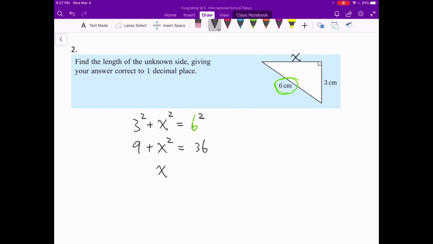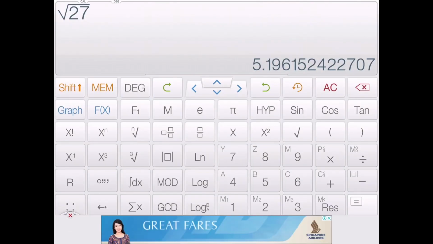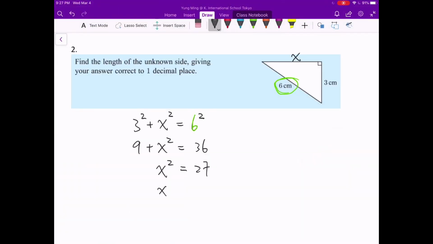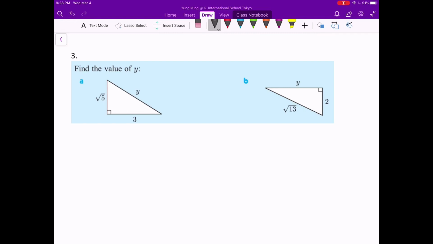So move the 9 to the other side, we have x squared equals to 27. And let's punch that into the calculator and see what we get. So square root 27 is actually equal to 5.19 and so on. Since we only need to round that into one decimal place, we will write x is approximately equal to 5.2 centimeters. Again, in this case, we're only taking the positive value only. Okay, you could argue saying that x is equal to plus or minus 5.2, but we're only taking the positive ones. Number 3, pause the video.